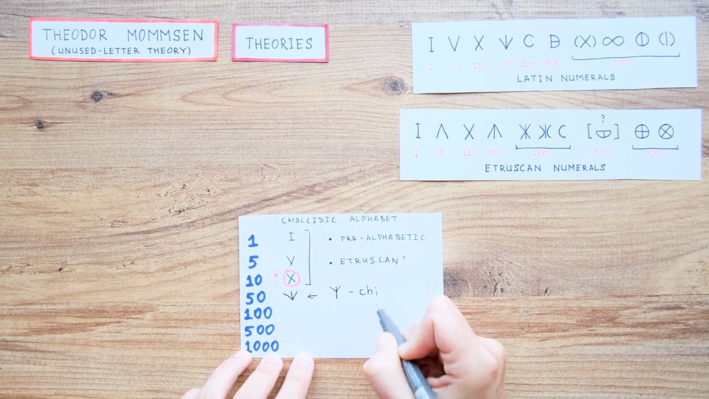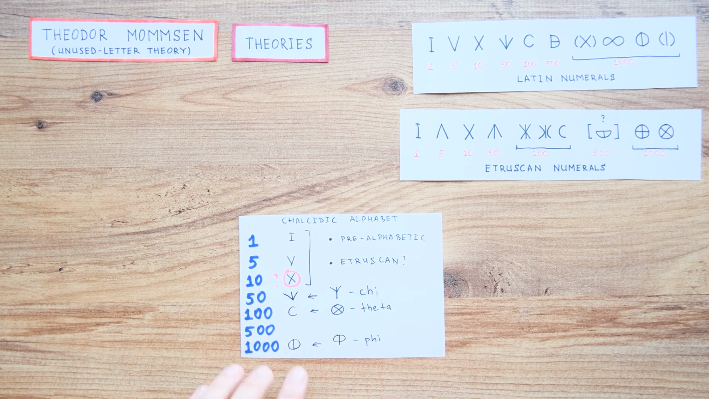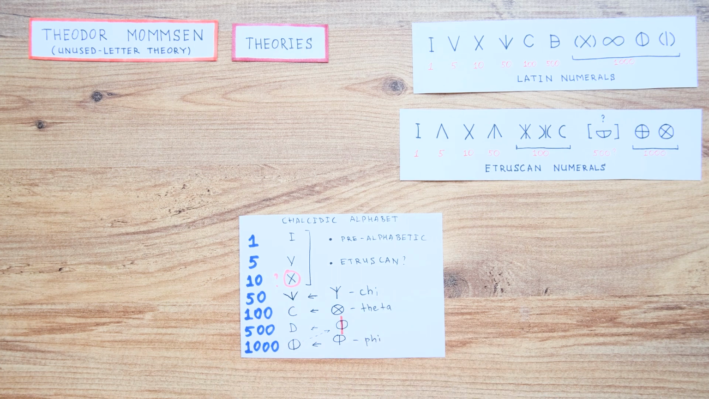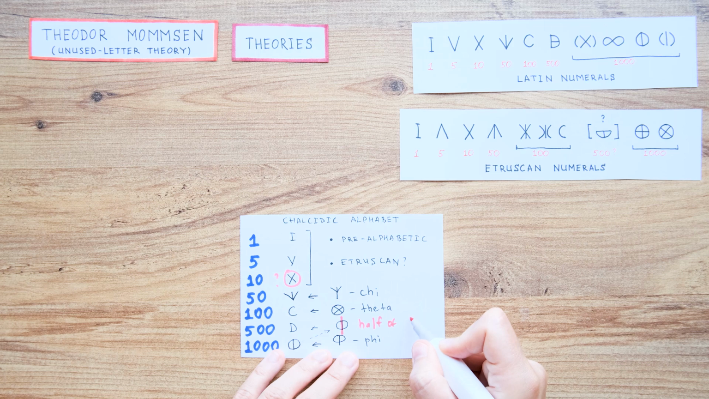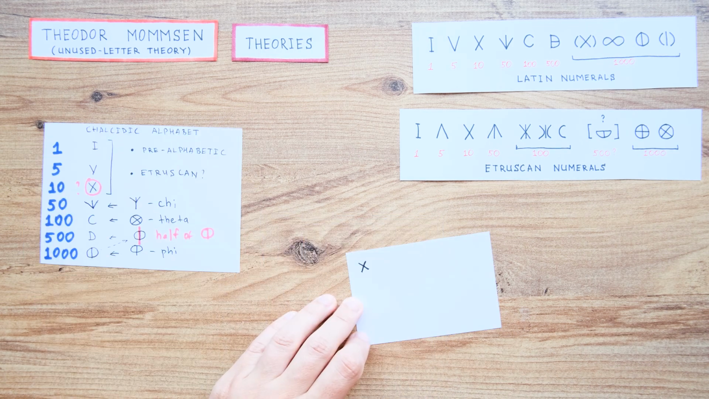Chi, theta, and phi are also supposed to be unused in Latin, so the symbols became 50, 100, and 1000 for Latin. Mommsen claims that X in the circle was 100 in the Etruscan system and later became C by a graphic process. Followers of Mommsen have modified his theory.